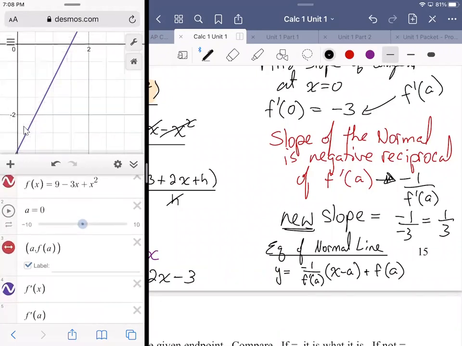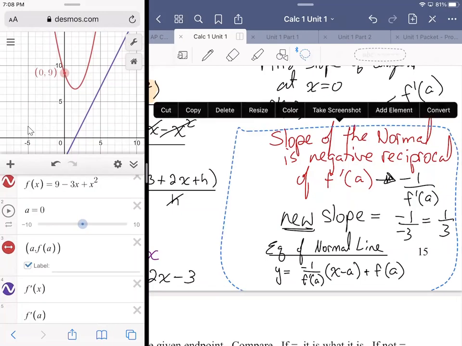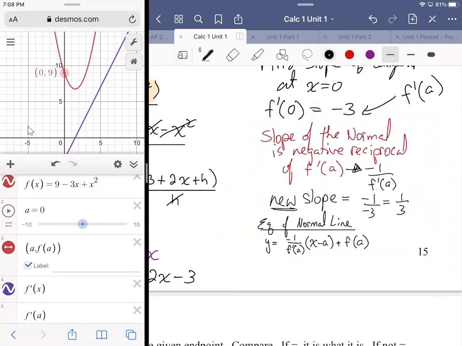So let me go bring back the ordinary zoom here. At 0, we have a y value of 9. And just slap on this new slope. Right? That new slope is 1/3. So our final answer here would be y equals 1/3 x plus 9.